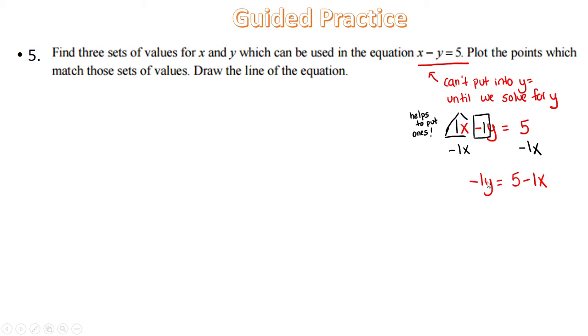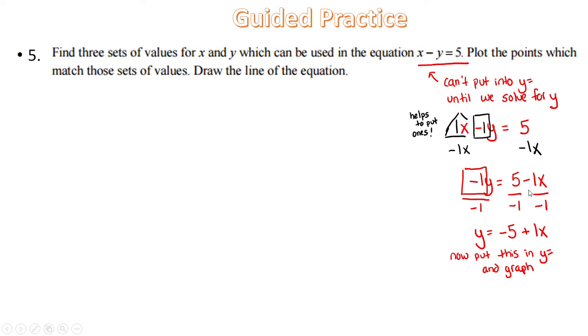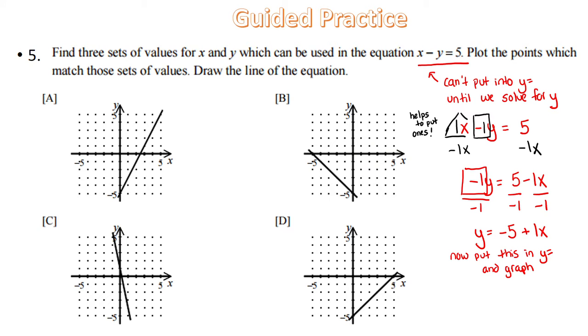Next, to get rid of this negative 1 that's in front of y, we divide, because we always divide as our last step, and we divide by negative 1. Now 5 divided by negative 1 is going to become negative 5, and then negative 1 divided by negative 1 is 1, and we bring down the x. Now, since they're wanting us to draw the line and match table values, we need to put this into our y equals key. So go ahead and type this into your y equals key. After you type it into your y equals key, take a look. Which answer choice matches up with what you have?